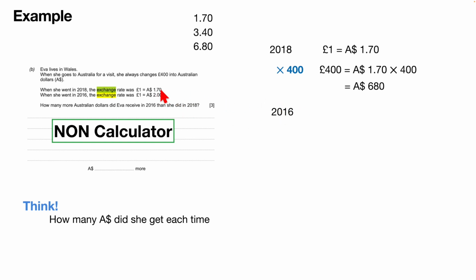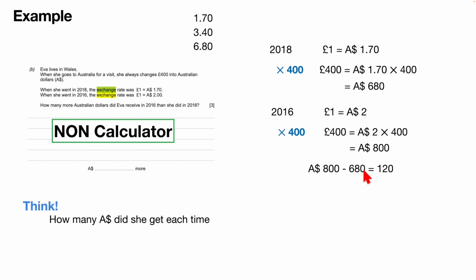Right, in 2016, however, the exchange rate was this one here. Make sure you get these right, by the way. It's so easy to get them confused. £1 equals 2 Aussie dollars. So I'm multiplying that straight away by 400. 2 times 400 is equal to 800. So in 2016, I got 800. In 2018, I got 680. How many more Aussie dollars did I get in 2016? Well, that's 800 minus 680, which is 120.